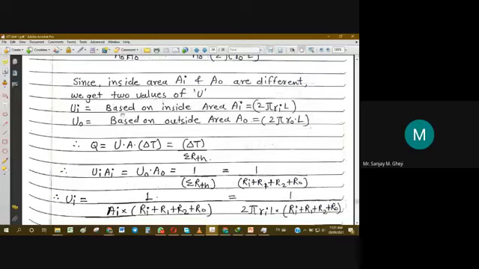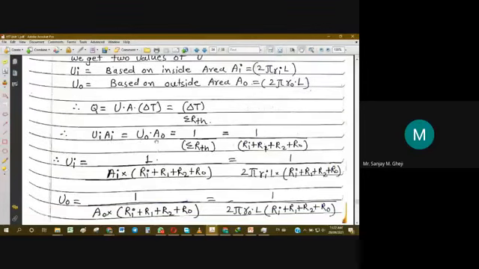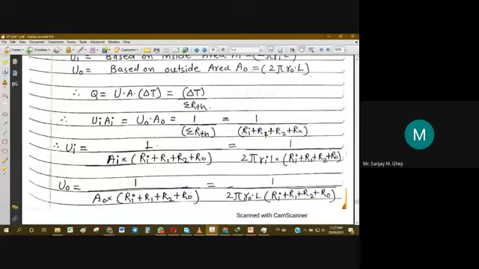One will be UI, termed as the overall heat transfer coefficient based on inside area AI, and UO will be based on outside area AO. So it depends on which area we use. If we are using AI, we get UI, and if we use AO, we get UO. So UI AI is equal to UO AO equal to 1 upon summation R thermal, equal to 1 upon the sum of all these four components.